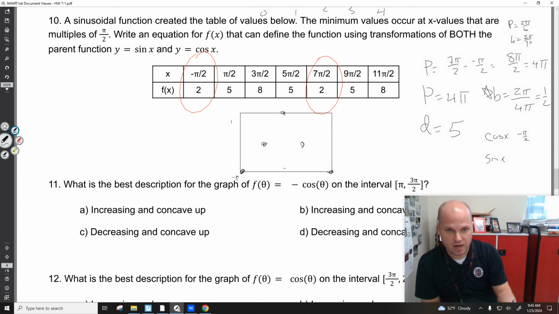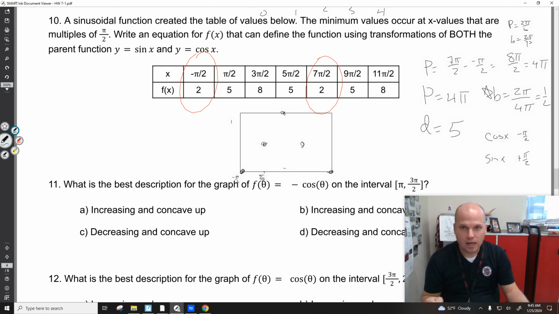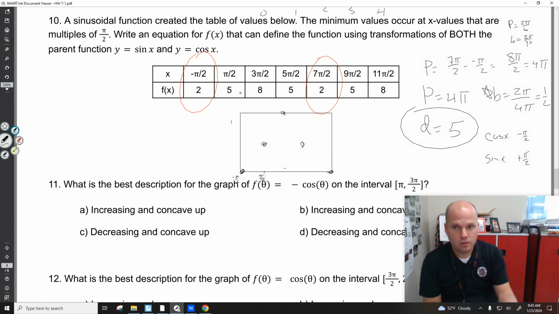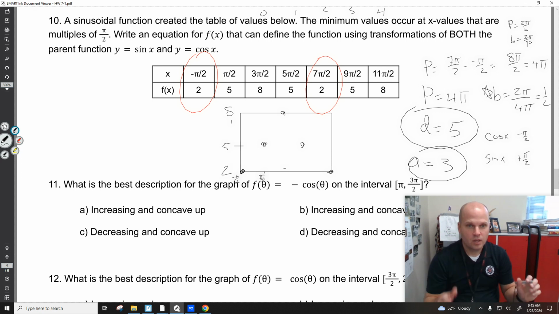is plus pi over 2 so that the midline's at pi over 2. So this is at negative pi over 2 is where I'll start cosine. And then here's where the graph of sine can start at pi over 2. Okay. Vertical shift, I found D. Amplitude, A is 3 because I go from 5 to 8 and to 2. Here we go.